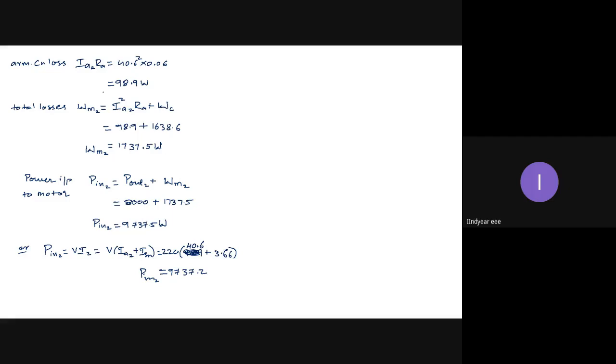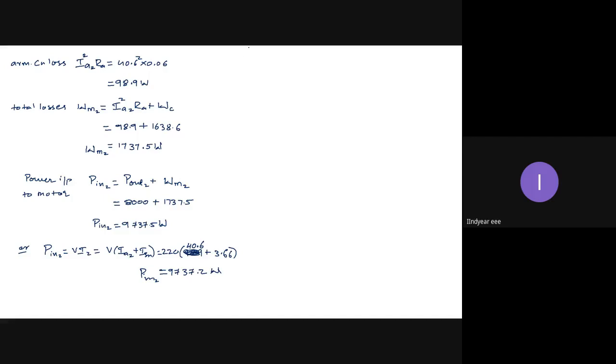So sorry, 98.9 is the copper loss, IA2 square RA. Yeah, 9737.2 watts. Okay, so both are the same.